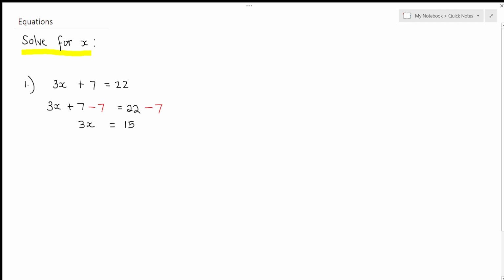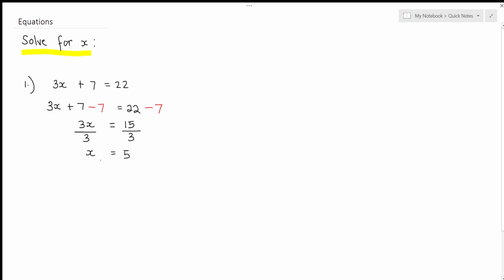Okay, now you've got 3x equal to 15. Now 3x means 3 times x. So the inverse of times would be divide. So if I've got 3 times x, I've got to divide by 3 on the left hand side to get rid of the 3, and therefore divide by 3 on the right hand side. Whatever you do to the left hand side, you've got to do to the right hand side. So 3 divided by 3 will give me 1. So I'm left with 1x, which is just x, equal to 15 divided by 3, which would give me 5.